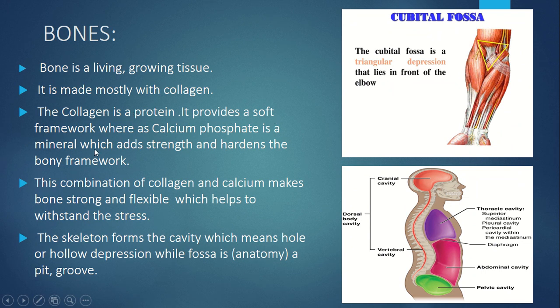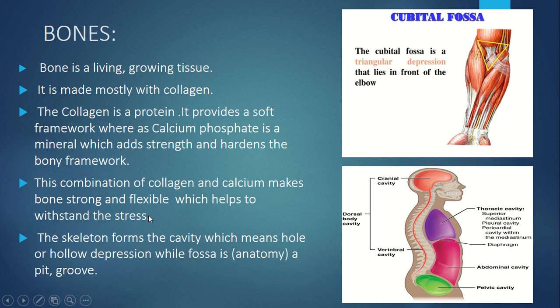It provides a soft framework, whereas calcium phosphate is a mineral that adds strength and hardens the bony framework. The collagen is a soft protein, but this protein is hardened by the calcium phosphate, which gives strength and hardening to the bones. That is the main thing present in the bones: calcium phosphate is a mineral that gives strength. This combination of collagen and calcium makes the bone strong and flexible, which helps to withstand stress.